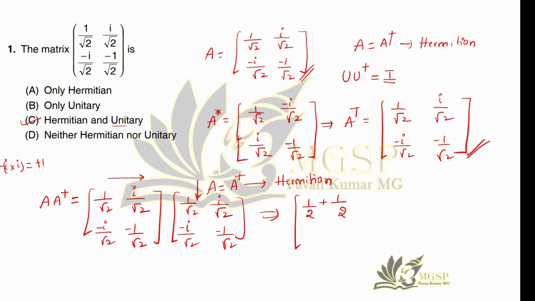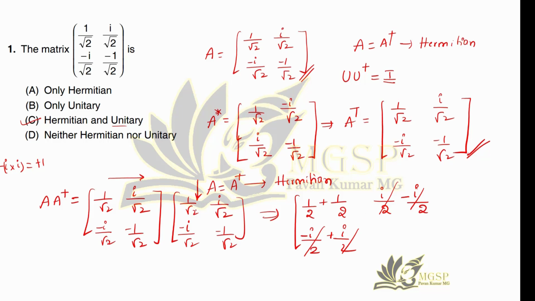Next, again 1 by root 2 times minus i by root 2 becomes minus i by 2, and i by root 2 times minus 1 by root 2 becomes minus i by 2, so the terms cancel. Similarly, for the other entries, i by 2 and minus i by 2 cancel again.